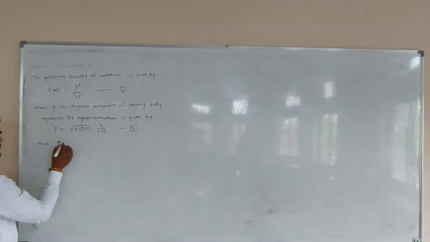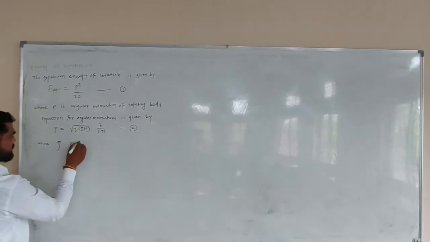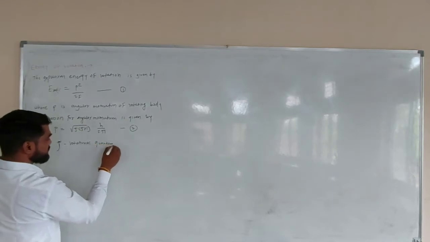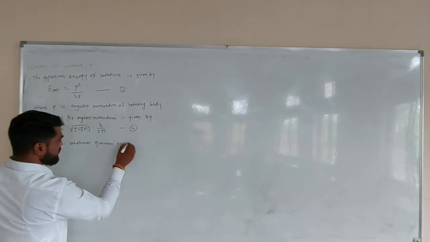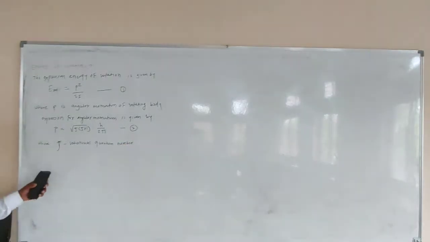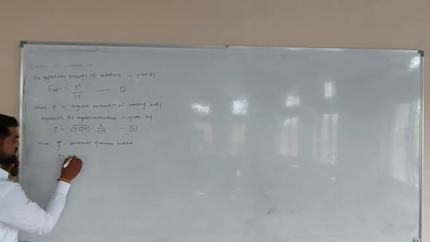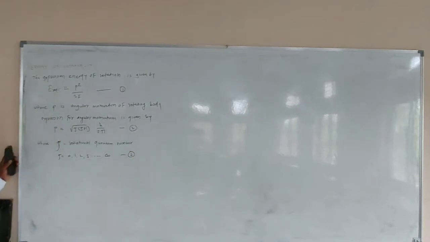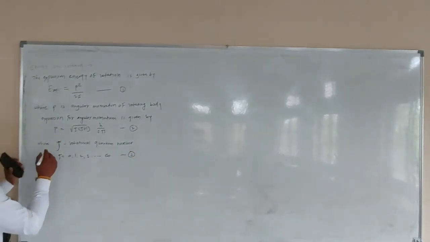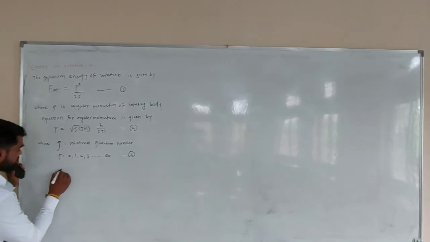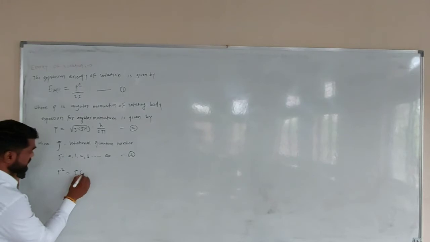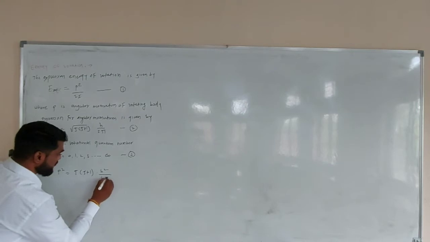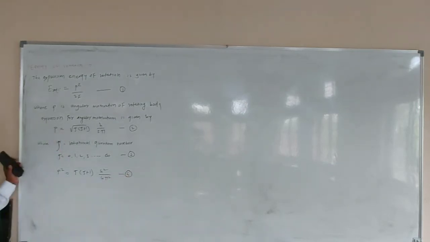J is equal to rotational quantum number, and the value of J is equal to 0, 1, 2, 3 up to infinity. Now, the square of equation number 2, that is P square is equal to J into J plus 1 into h square divided by 4 pi square. This is equation number 4.